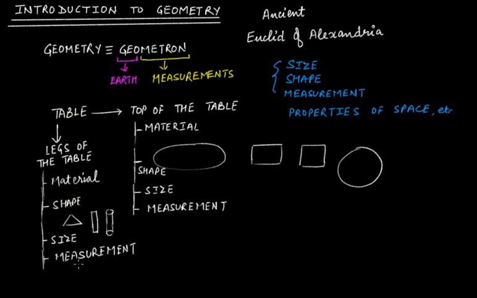So when you are done with all these requirements, whatever you need to make this table, you will start designing that table. Then you physically start working on the table and you make your table. So if you can see clearly, here you are taking into account all those things, that is shape, the size, the measurements, and then after all these things you make your table, you physically design your table. And that's what geometry is.